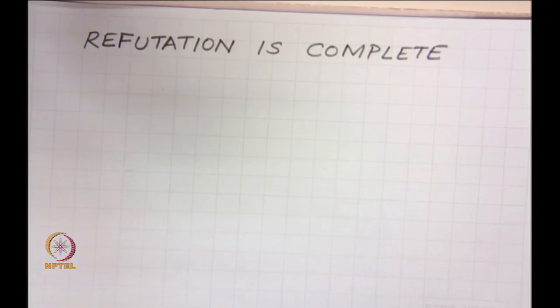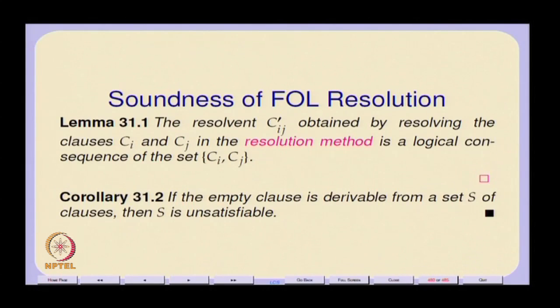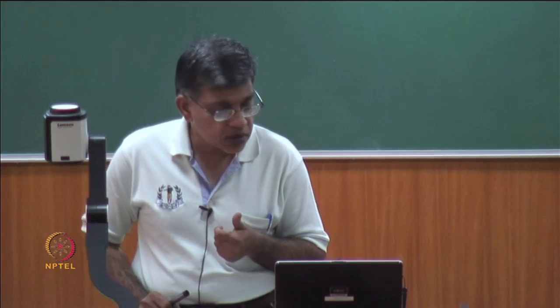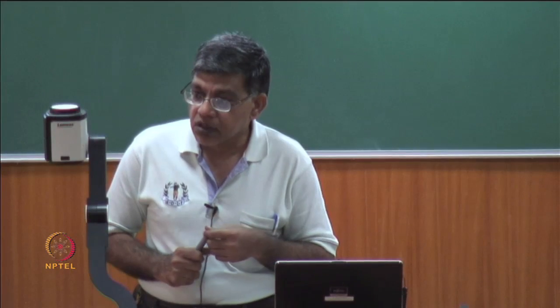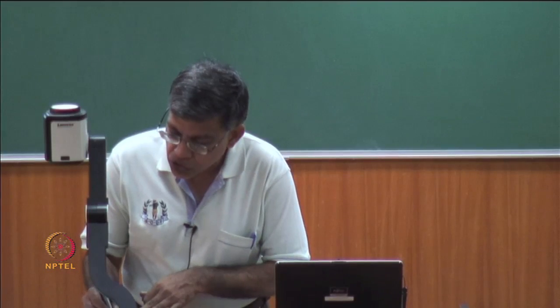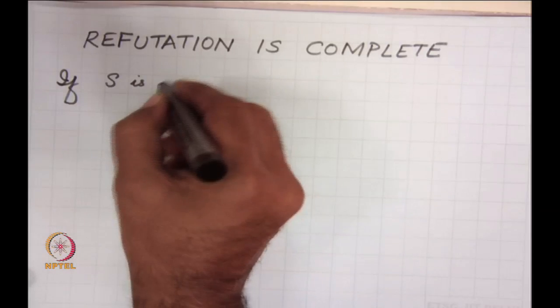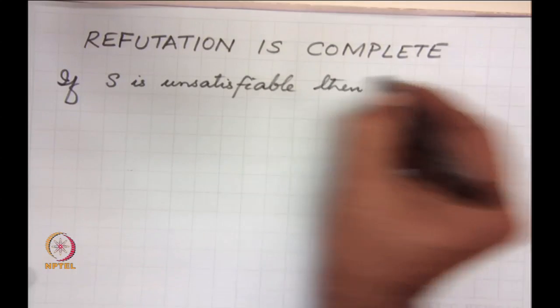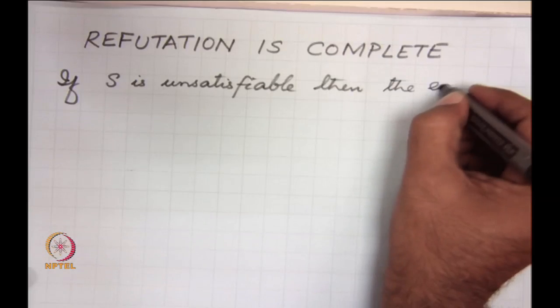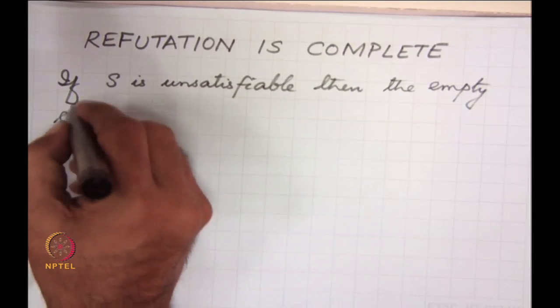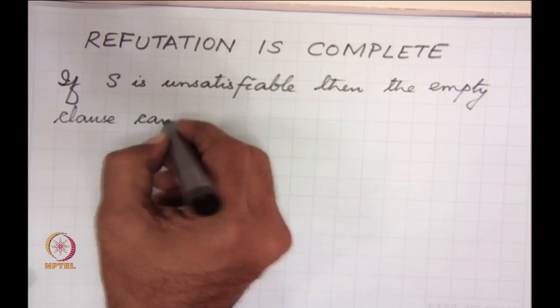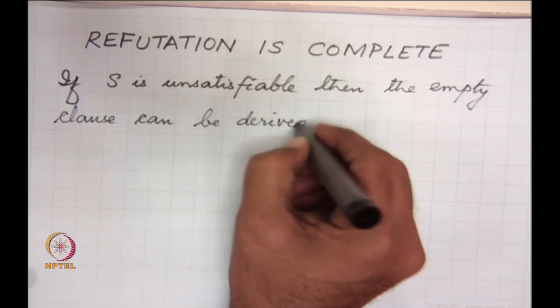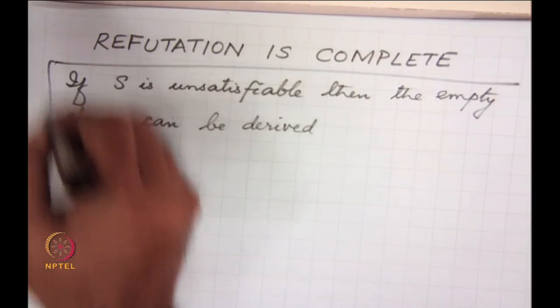And what I mean by that is essentially this corollary is like the soundness for refutation. If I can derive an empty clause using resolution from a set S of clauses, then that original set S is unsatisfiable. And what I need to do is to show that if S is satisfiable, then the empty clause can be derived. Yeah. So, this is what is going to be our completeness theorem.